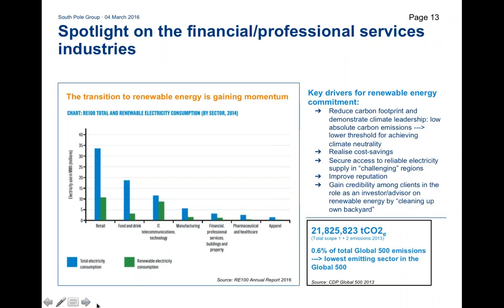The table on this slide portrays consumption of energy in 2014, both in total, the blue column, and as renewable energy in green, and compares across industries. Whilst the financial sector's energy demands are relatively small, the relative contribution to renewable energy is sizable, but it's an industry that is capable of making decisions to be partly or wholly renewable very easily.